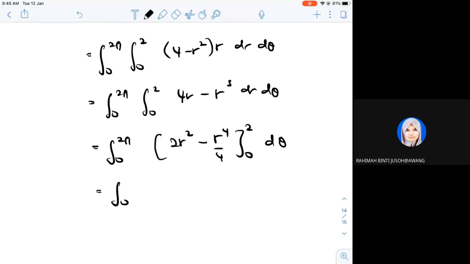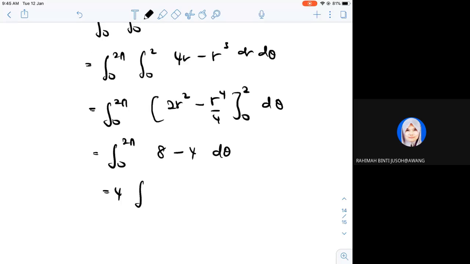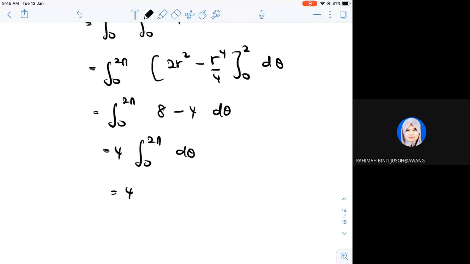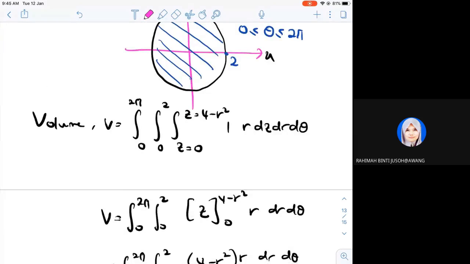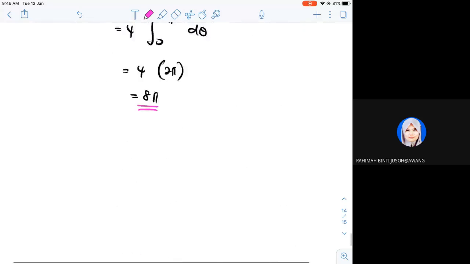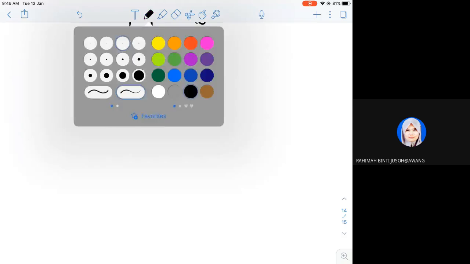So we have 0 until 2 pi. 2 kuasa 2, 4 kali 2, 8. Tolak 16 bagi 4, 4. So 8 minus 4 should be 4, can be taken out. 0 until 2 pi d theta. So 4 times theta is 2 pi. So we will have 8 pi. Ni baru volume, belum habis lagi ni. So we need to find x bar, y bar and z bar. Okay, so now the centroid.